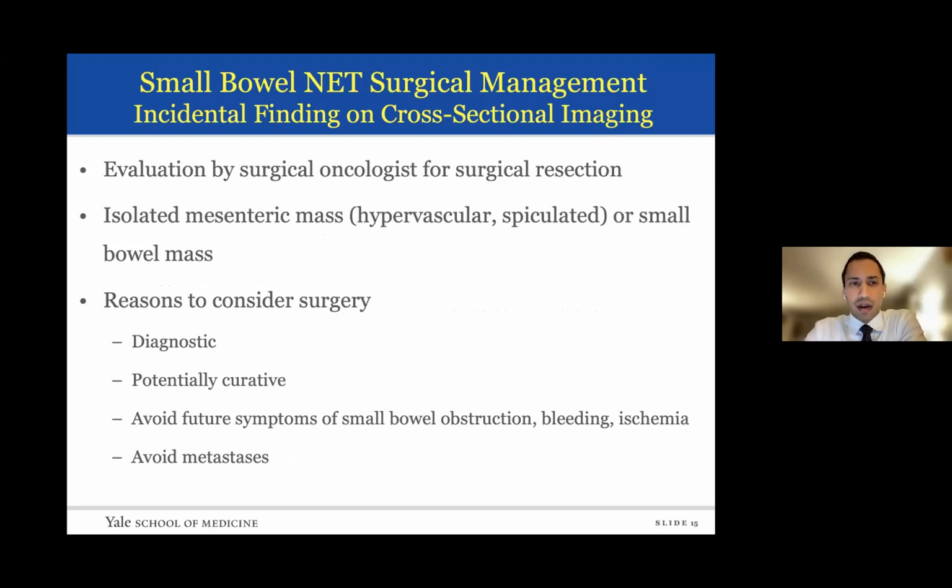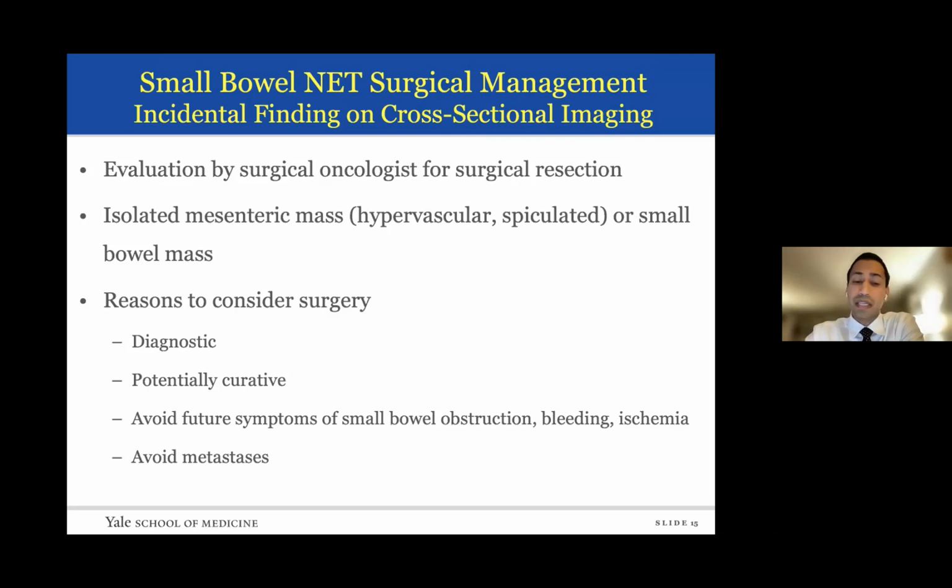So, a few scenarios. A patient presents with an incidental finding on cross-sectional imaging. Our suggestion is that the patient should be evaluated by a surgical oncologist for resection. The patient presents with an isolated mesenteric mass or a small bowel mass. The reasons we consider surgery are, again, it can be diagnostic. Sometimes these tumors are not always neuroendocrine tumors, but they usually are when we look at it with our radiologist, but sometimes they're not. So it's something to consider.